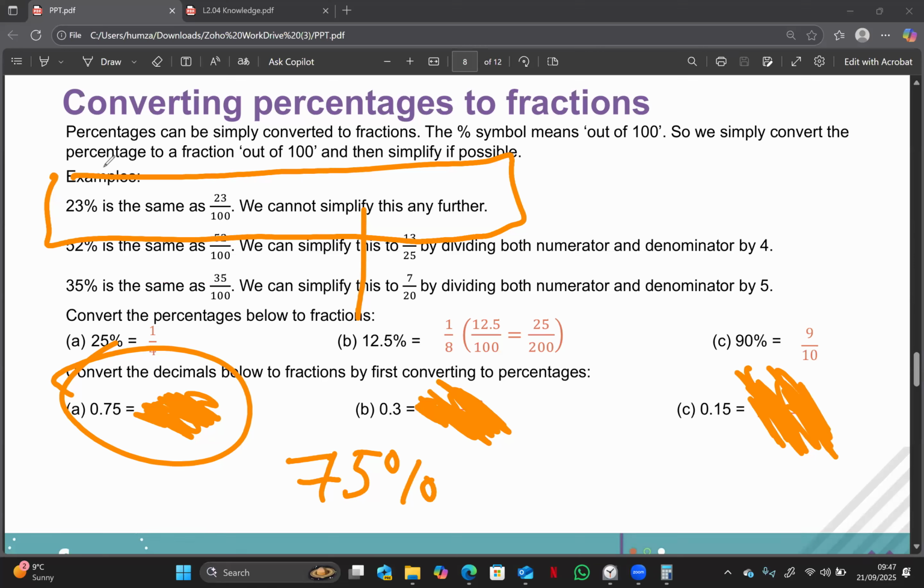No, not percent. It says convert it into a fraction, but we have to do two steps. First, we have 75%, yeah? Now we need to convert this 75% into a fraction. How do you convert it into a fraction? Because you can't convert a decimal into a fraction straight. It's hard to do that. So you need to convert the decimal into a percentage and then the percentage into a fraction.